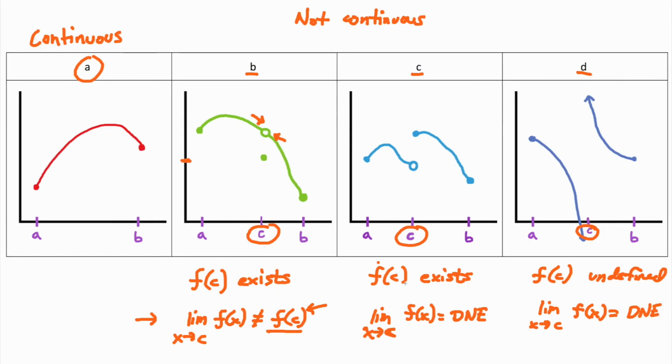How can I use these three instances to basically explain continuity? Well, basically, to be continuous, you need f of C to exist. Okay. Also, the limit of f of x as x approaches C has to be equal to f of C. So not only does f of C have to exist, it also has to be equal to the limit of f of x as x is getting closer to C.